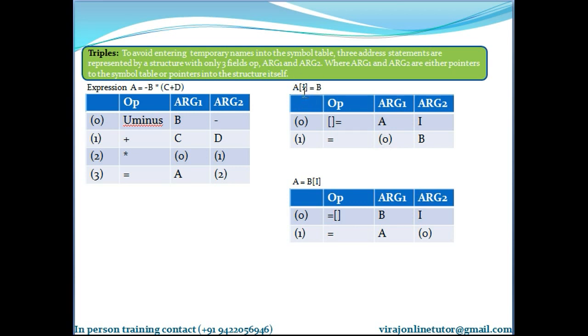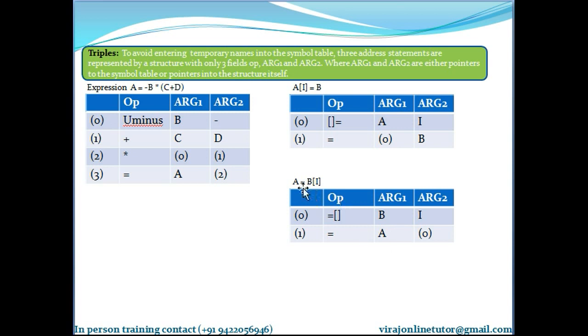So first you analyze the subscript operator. A is the first argument, I is the second argument. So A of I is represented by this line. Then you assign whatever is in B to A of I. Who is representing A of I? 0. So whatever is in B, you assign it to 0, because 0 is representing A of I.